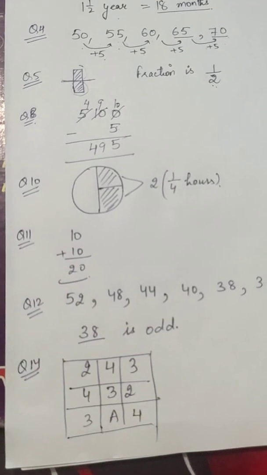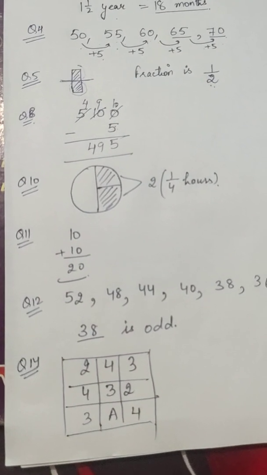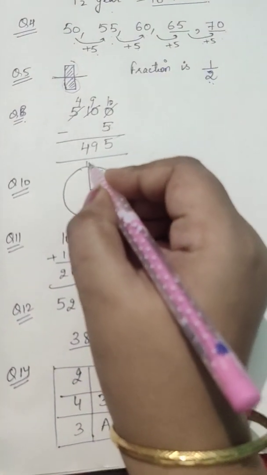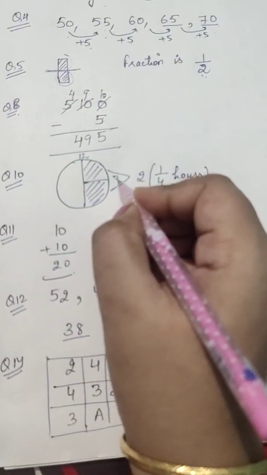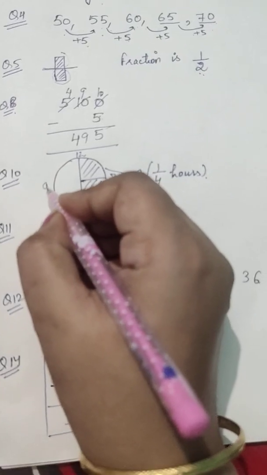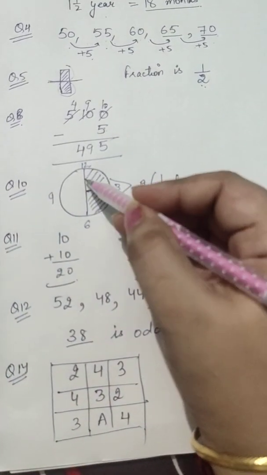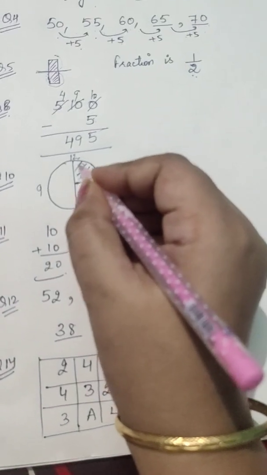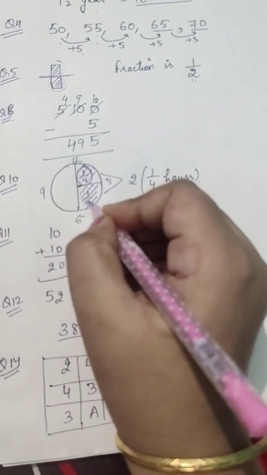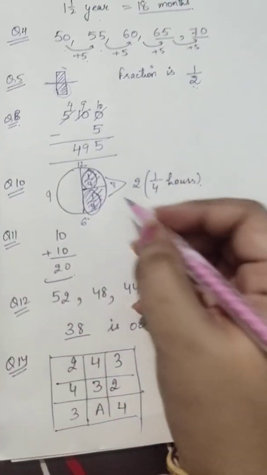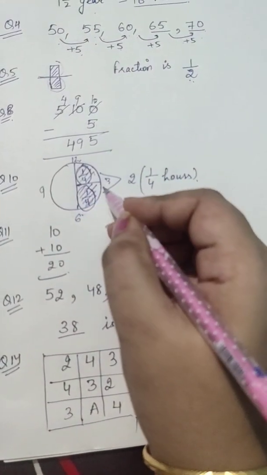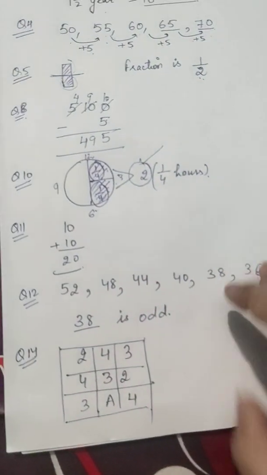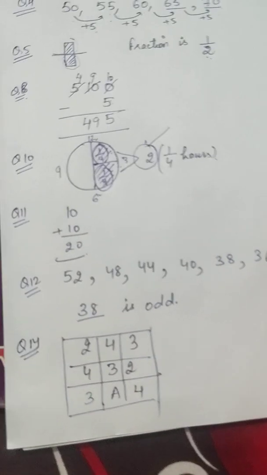Next is your question number 10. How many 1/4 hours are there in half an hour? So this clock you might be seeing that this is 12, this is 3, this is 6 and this is 9. So half an hour is this, starting from 12 to 6. So 1/4 part, this is 1/4 and this is again 1/4. So how many 1/4 parts are there in half hour? There are 2 1/4 hours in half an hour.